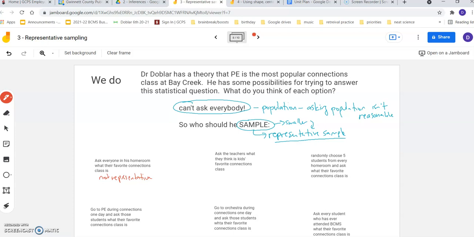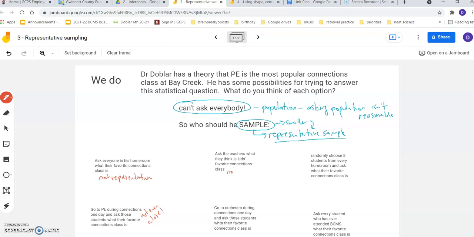Not representative. What if I went to PE during connections and asked everybody in PE what's their favorite connections class? Again, not even close to representative, because most people who are in PE chose to have it. So of course they like it, and I'm going to get really inaccurate results to my question if I only ask the people in PE, because that's the people that want PE. So no good.